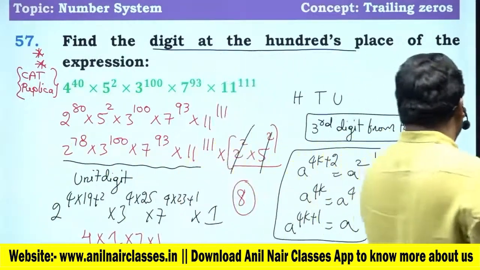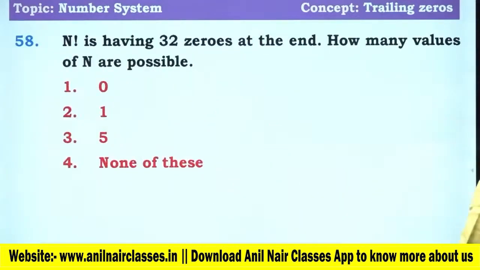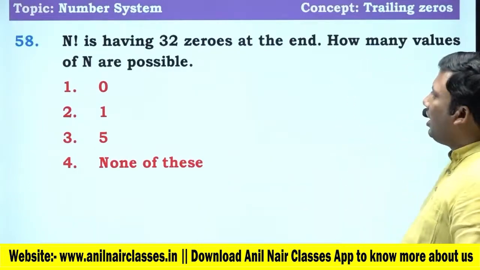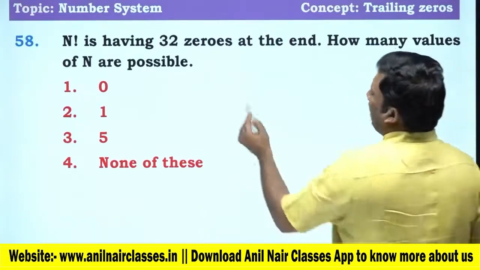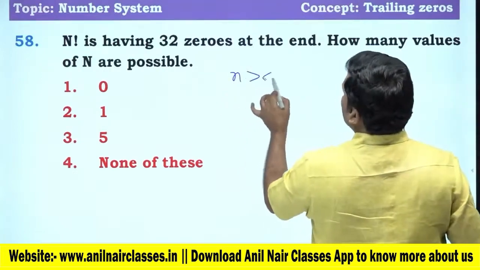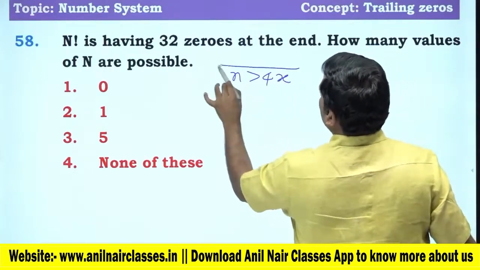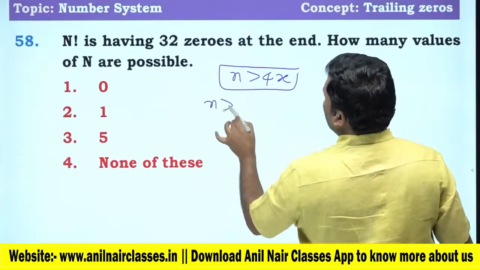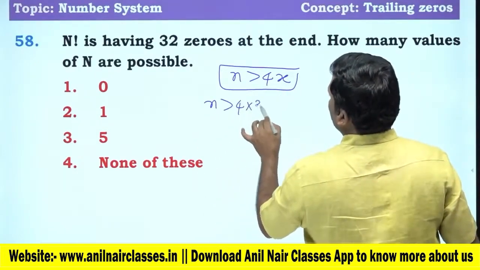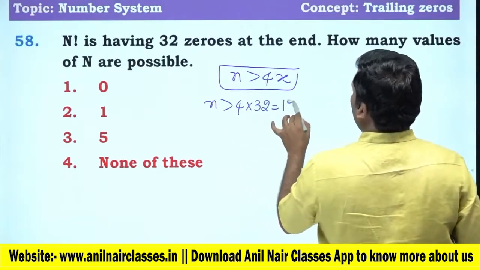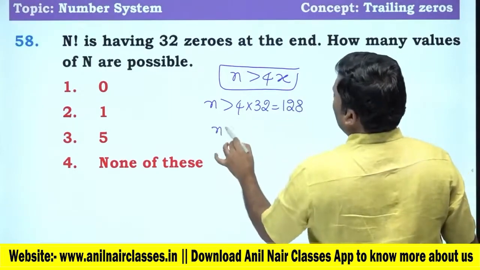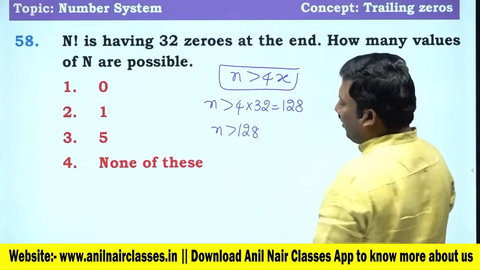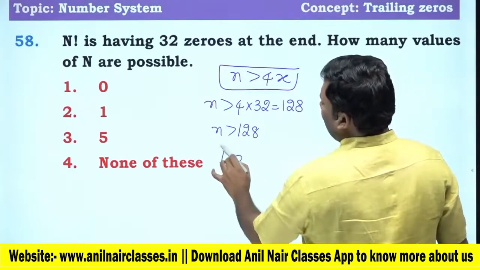Next one, 57th question. N factorial has 32 zeros at the end. How many values can n take? What is the concept? N is greater than 4x, where x is the number of zeros at the end. So n is greater than 4 into 32. 4 32s are 128, so n is greater than 128. Let me take the first multiple of 5 greater than 128.